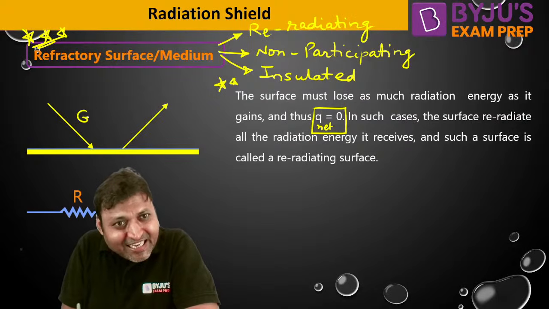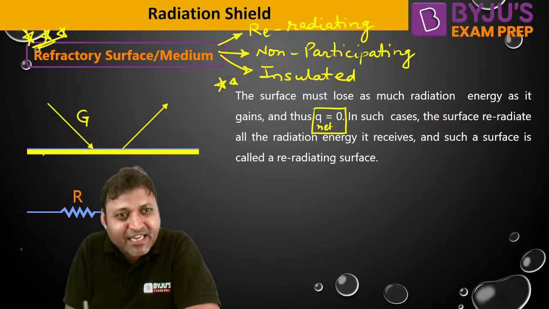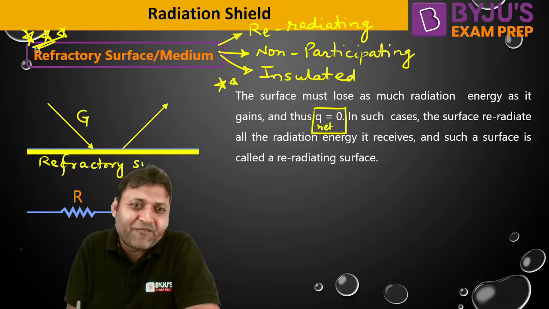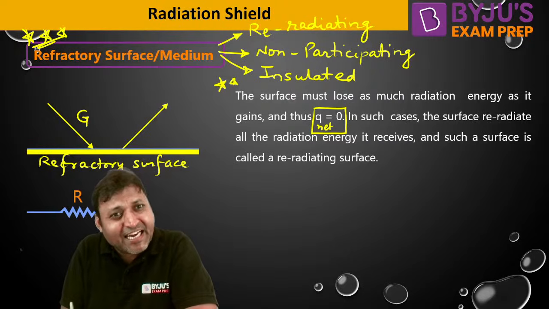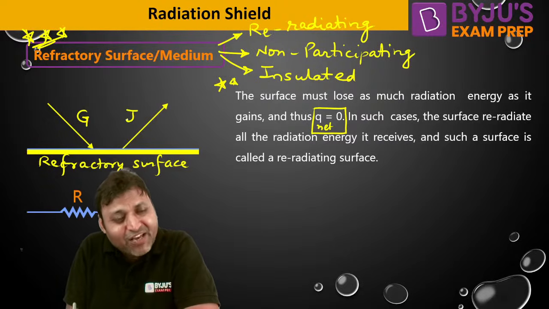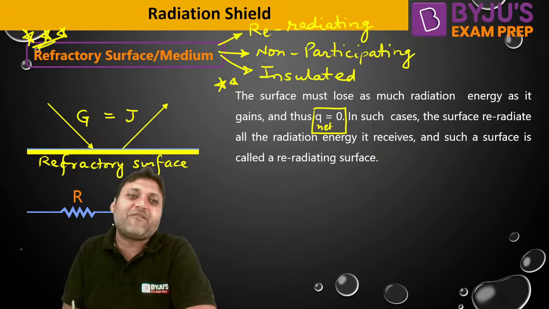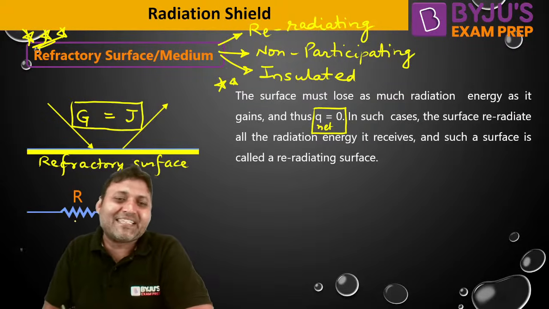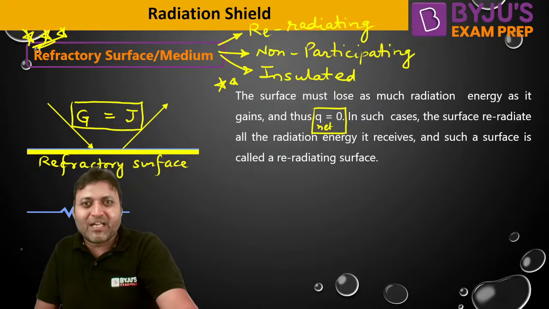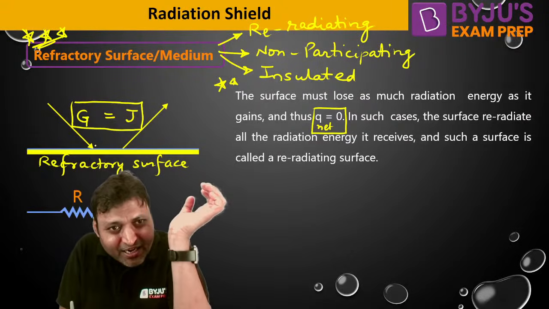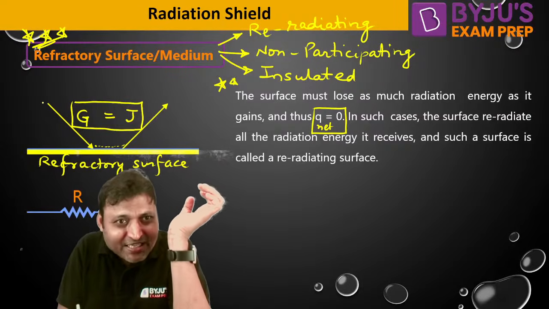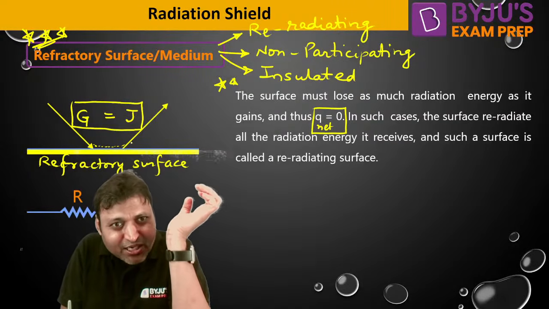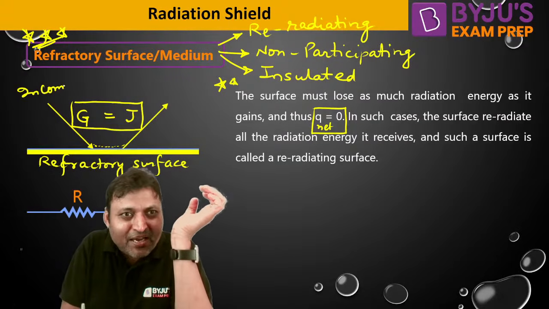This is the irradiation, the radiation gained by the surface. This is the refractory surface, let us say. Radiation gained is G and the radiation leaving is J. So according to the definition of refractory medium, G is equal to J. Whatever radiation is gained by the surface is equal to the radiation lost by the surface. So we can say it is not participating. Whatever the radiation incoming is equal to outgoing.